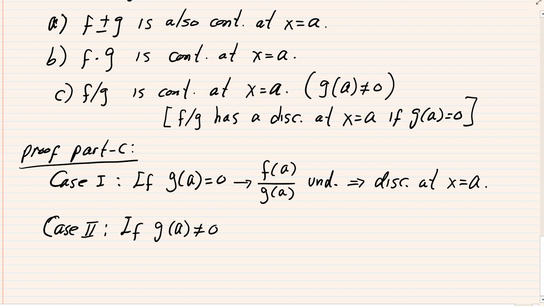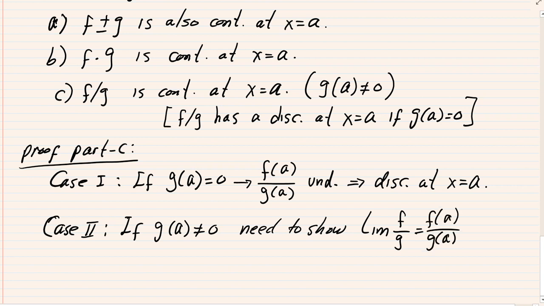Now if it doesn't equal 0, then what we need to show is that the limit of f over g as x approaches a is equal to f at a over g at a, just the way it looks in part C. So how are we going to do this?